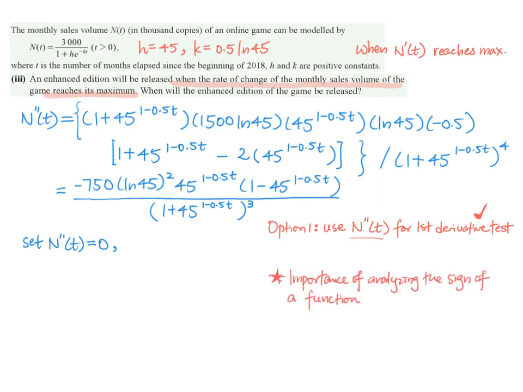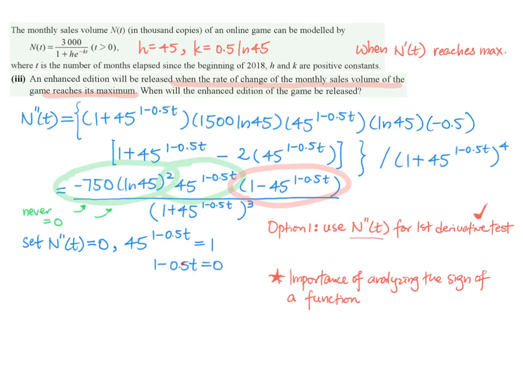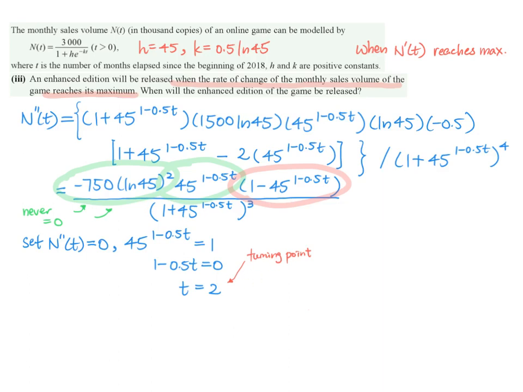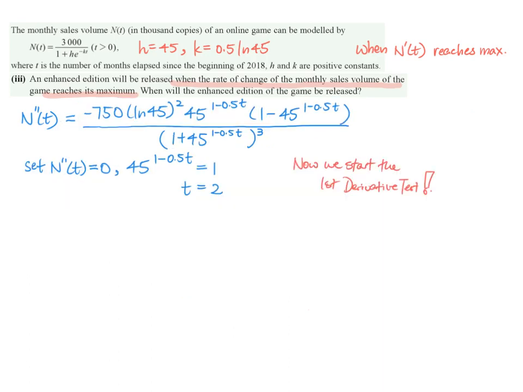Again, this is very important, to learn to analyze the sign of a function. In this case, this whole thing. So when we set the whole thing equal to 0, we disregard the denominator. And these first two parts will never equal 0, which leaves only this part equal to 0. In other words, 45 to this power equals 1, which means that the exponent must equal 0. And so this would be the turning point. So now we start the first derivative test.